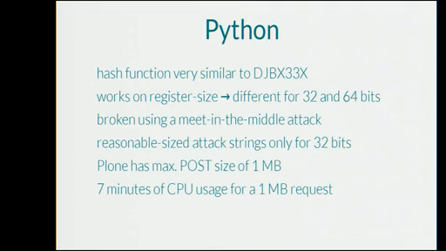What else is there? Python. Python actually has a hash function that is very similar to DJB X33X, but it works on register size, so it's different if you have a 32-bit Python implementation or a 64-bit implementation. Again, because it's DJB X33X, it can be broken using a meet-in-the-middle attack, but you only get reasonably sized attack strings for 32-bit platforms.